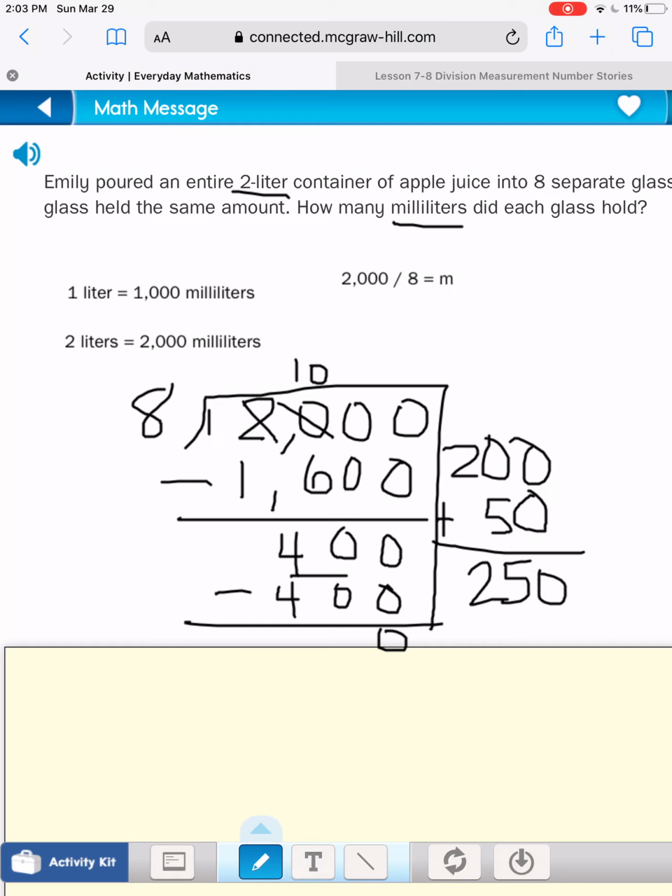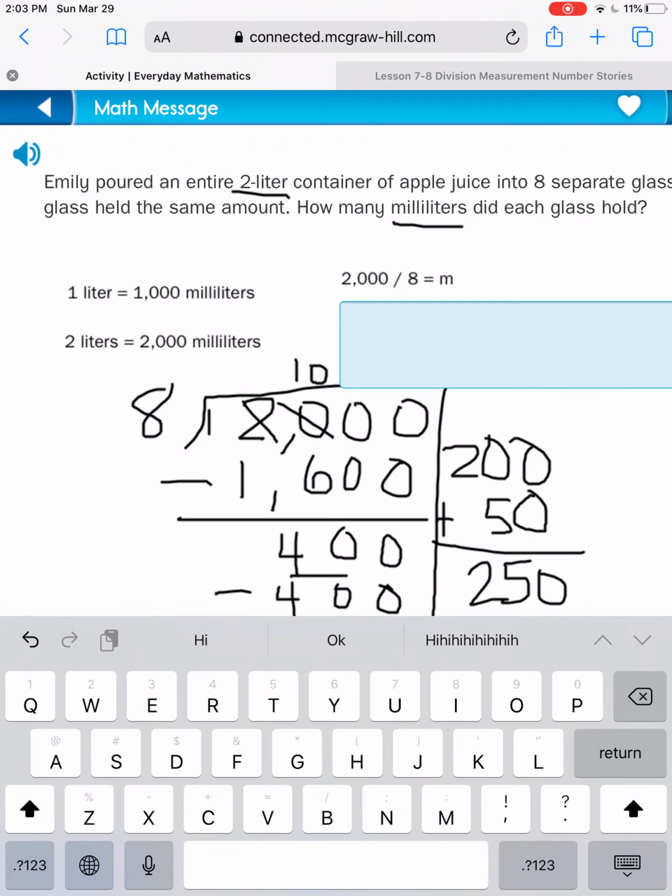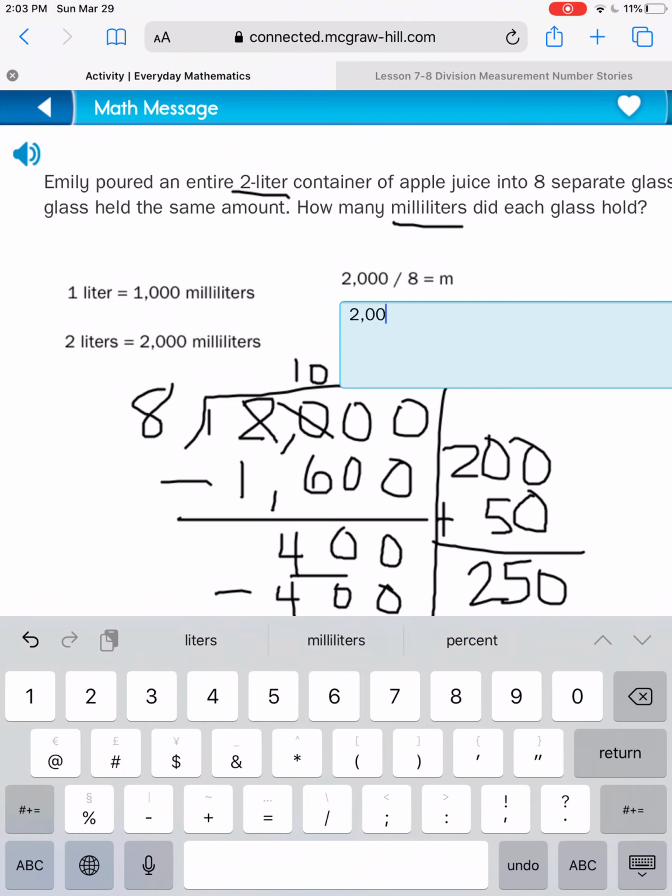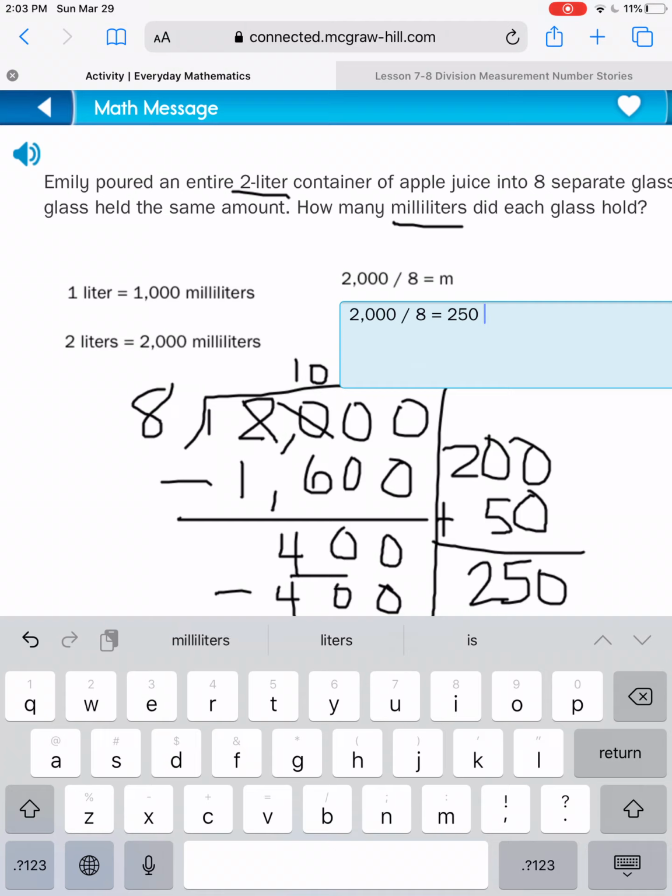So that means, going back to our original problem, 2,000 divided by 8 is equal to 250. Now, boys and girls, don't forget, we need our unit. And in this problem, it is milliliters. So, in each of those 8 glasses is going to be 250 milliliters of apple juice.